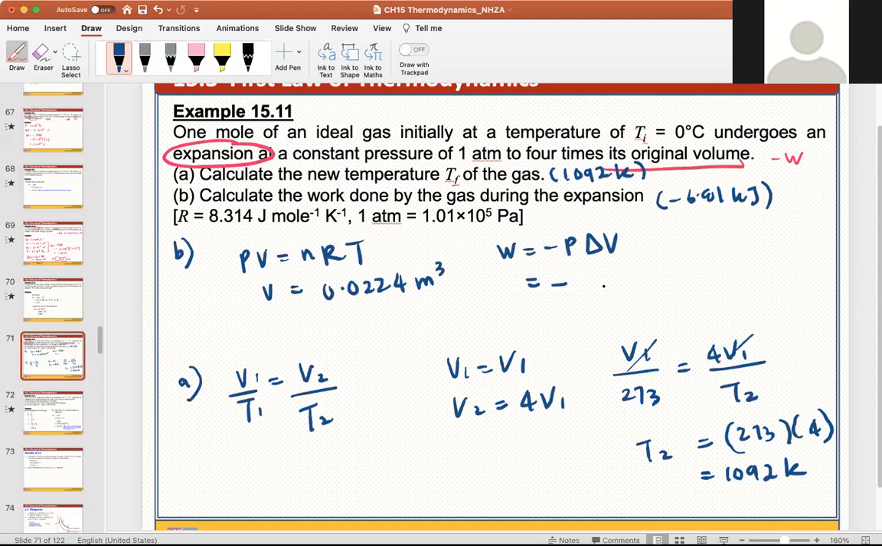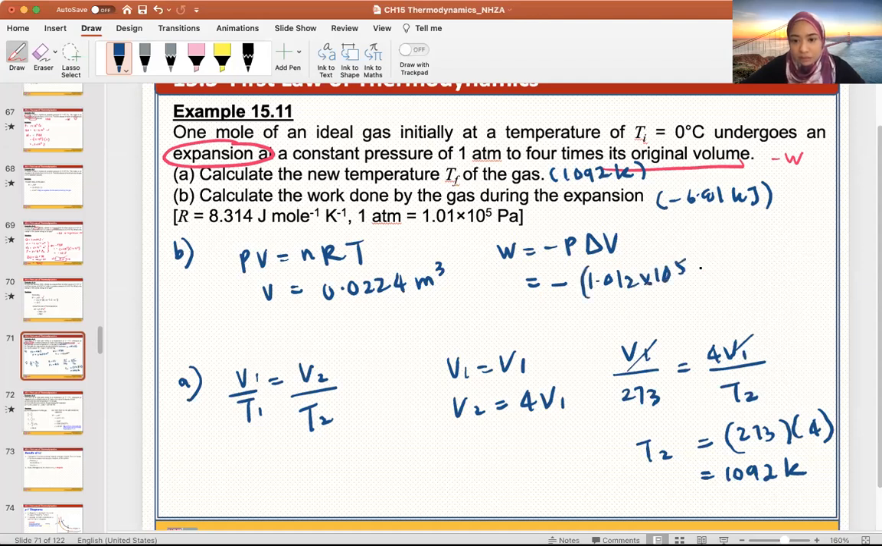And the difference of volume is 3V. Okay, it's 3V lah sebab V final minus V initial. Okay, so P is 1.012 times 10 to the 5 Pascal. And Louis said because the V final is 4V1 minus V1, it should be 3V1. Betul tak, Louis? Is that how you did it?